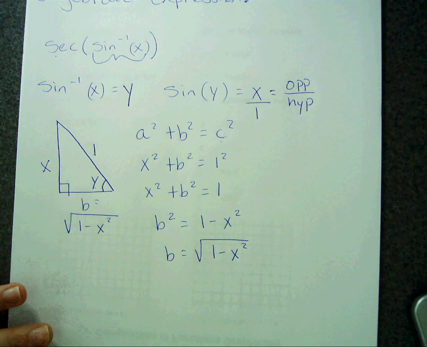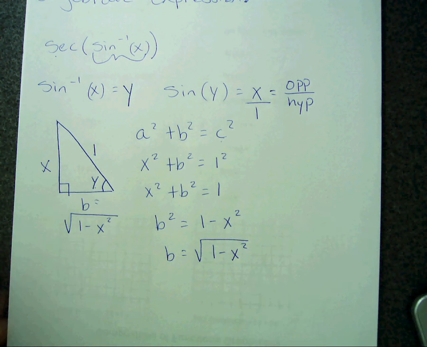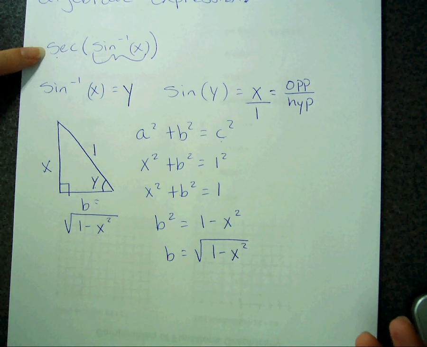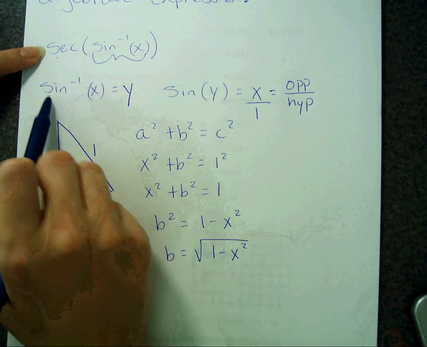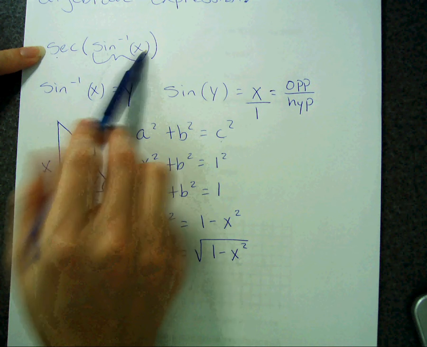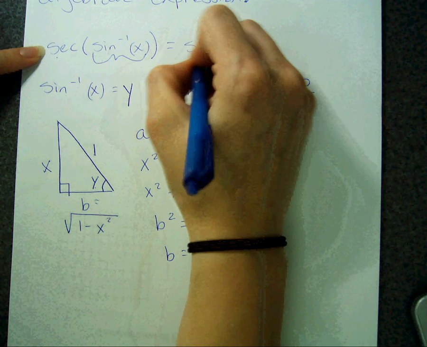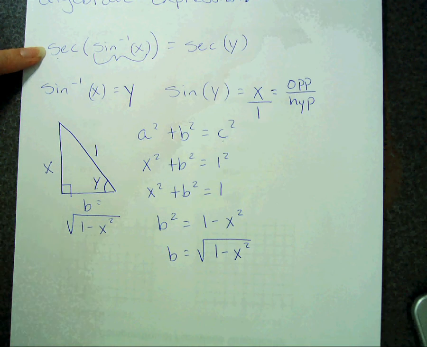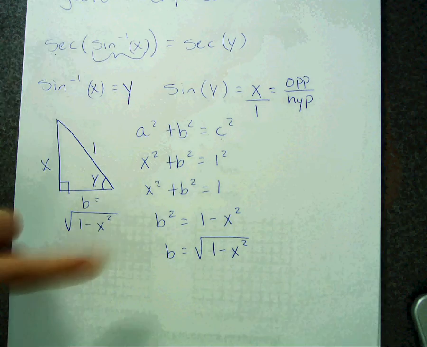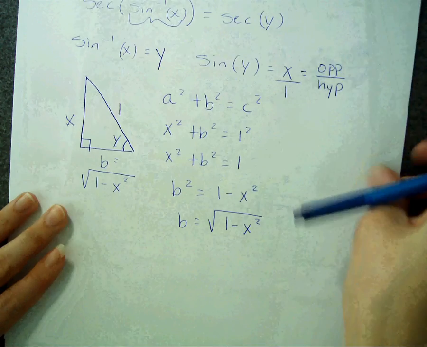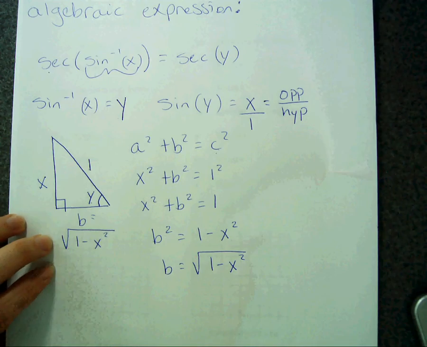Now that I have the third side of my triangle, I'm going to come back and look at what I was originally trying to find. I was trying to find what secant of this value is. So I'm trying to find sine inverse, which we called y. So I'm actually trying to find secant of y. I've created a triangle that'll help me find it.